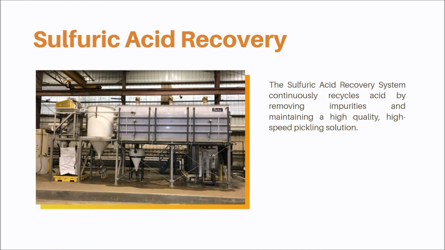Much used sulfuric acid is recovered for recycling. This used acid is often referred to as a waste acid, a misnomer. The sulfuric acid recovery system continuously recycles acid by removing impurities and maintaining a high-quality, high-speed pickling solution, thus never allowing iron levels that will slow the production process.